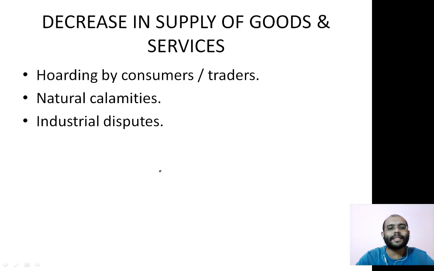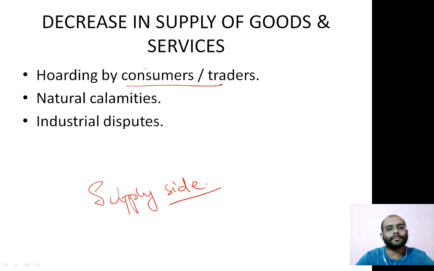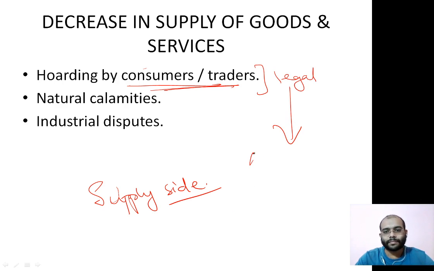Decrease in supply, this is a supply side problem. Decrease in supply of goods and services, hoarding by consumers or traders. But nowadays it has been made legal. How did it become legal? By amending the Essential Commodities Act.